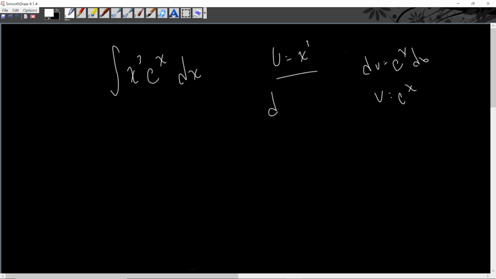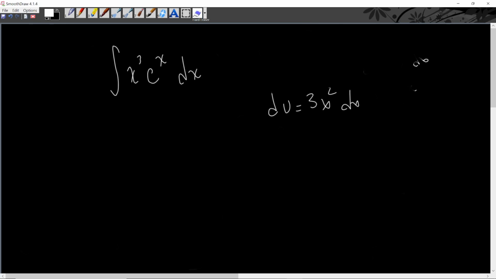So du dx is going to be, well, you bring that 3 out, and you do 3 minus 1, which is 2, so you're left with 3x squared. So du is equal to 3x squared dx, because du dx is equal to 3x squared. And then from here, we could just continue plugging in uv minus v du. But it might get a little bit tedious to constantly have to rewrite our steps.